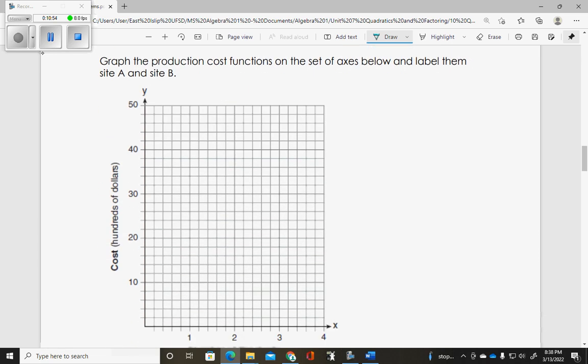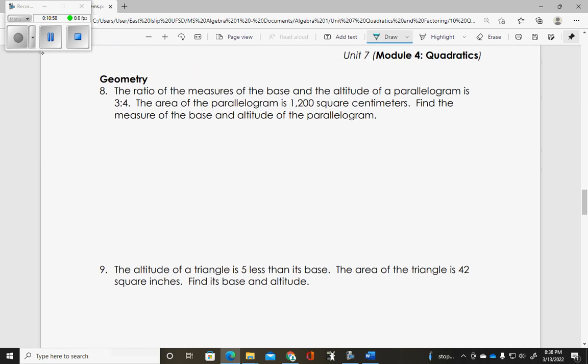Let's go set up number 8. Ratio again. The ratio of the measures of the base and the altitude of a parallelogram is 3 to 4. So remember, a parallelogram looks something like this. An altitude is a height. It's always from the highest point straight down. And the base is this bottom of the parallelogram. And it says, remember, that the ratio of the base and the altitude is 3 to 4. So we'll use a 3x and a 4x for my base and altitude.